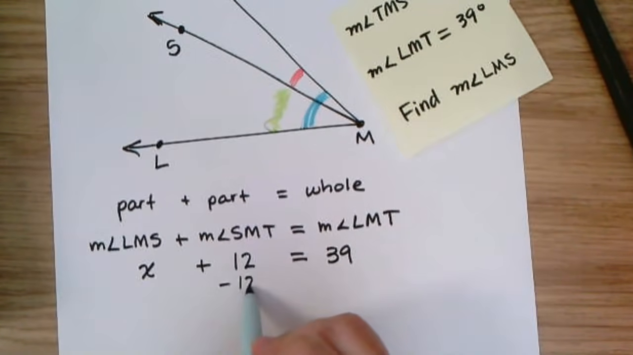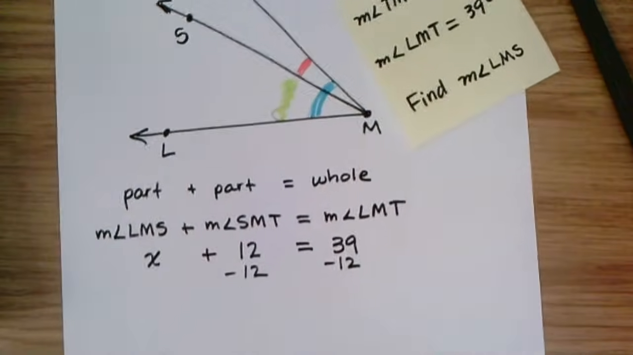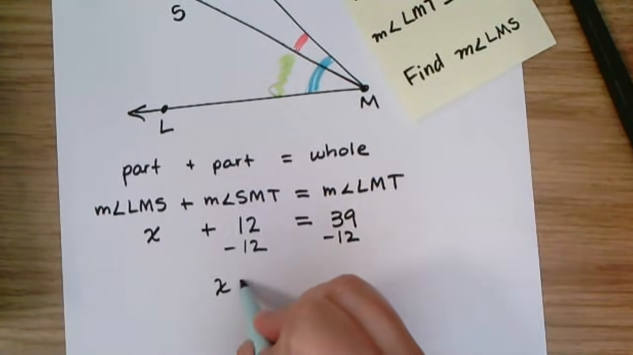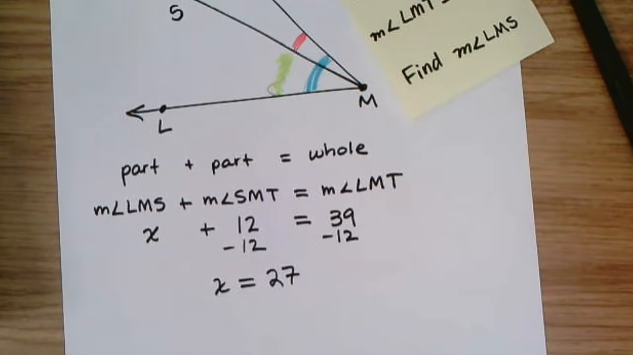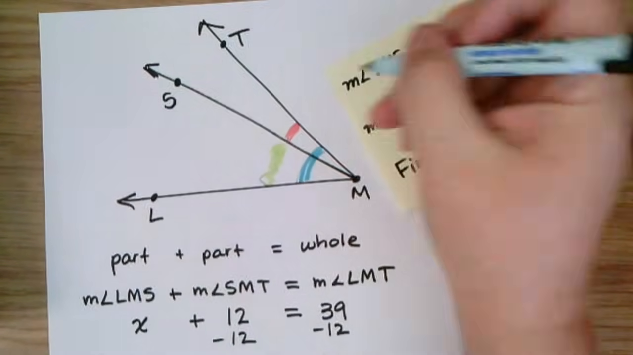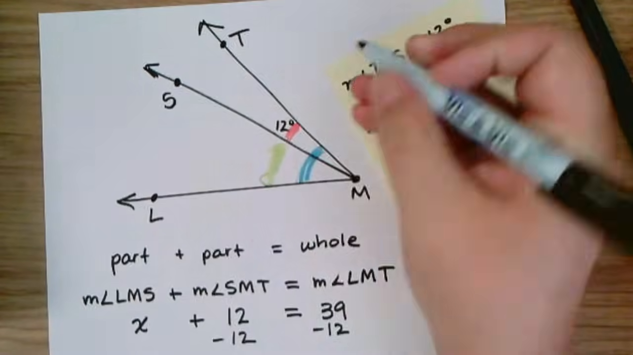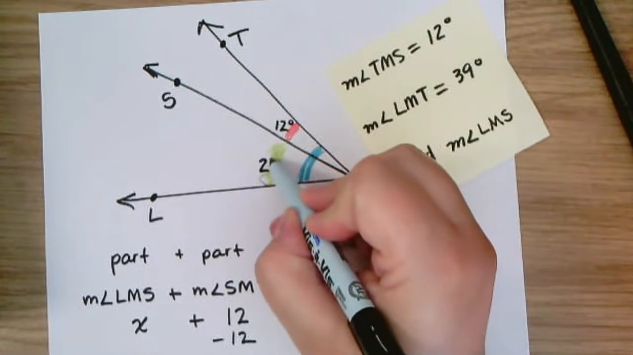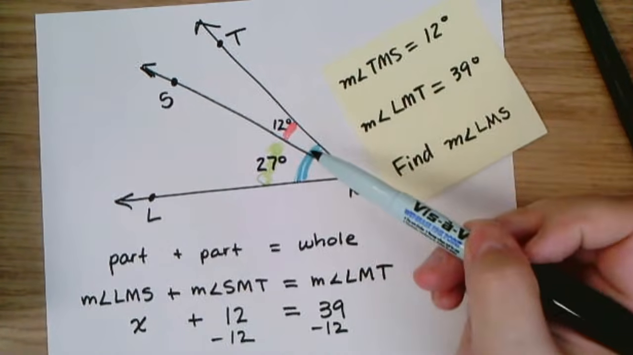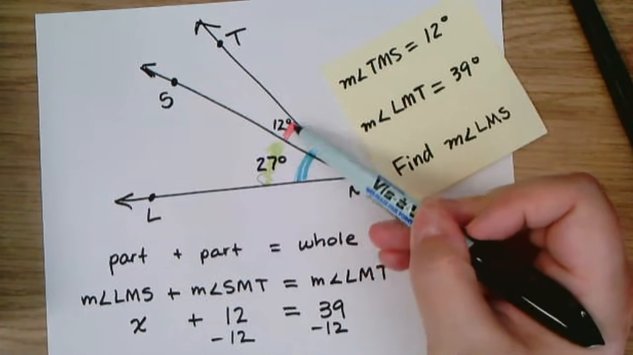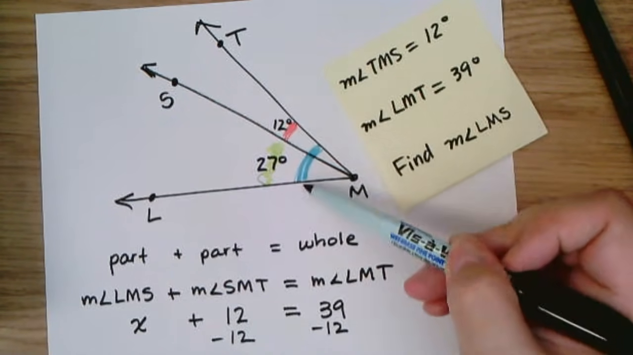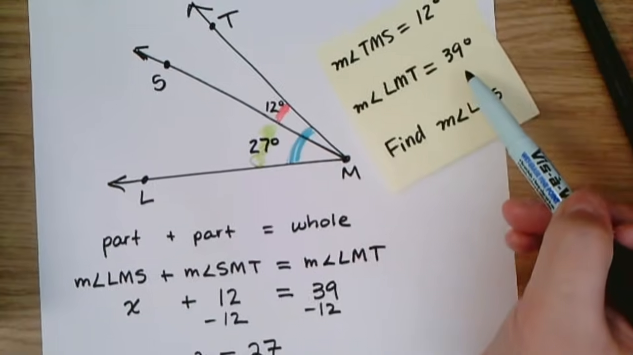And I'm going to subtract. Now that I have an equation, I just have to pull out my equation solving skills and I will be able to get the answer. So x is 27. So in other words, going back, we've got this was 12 degrees and this is 27 degrees. And then we can check ourselves here. 27 plus 12 has to add up to the entire angle, and that's 39, and that is correct.